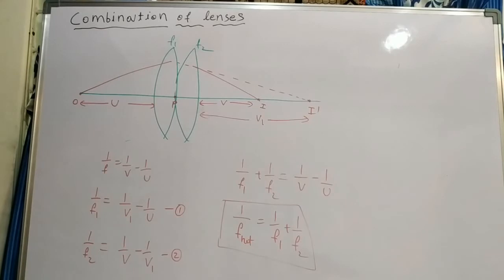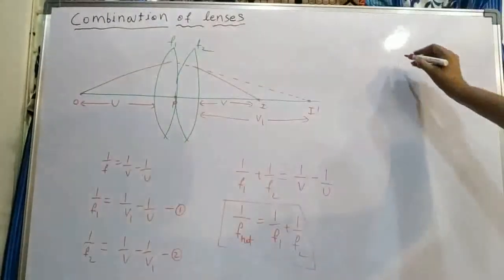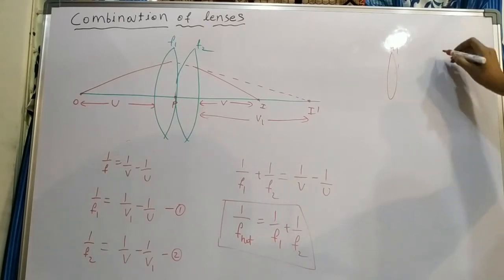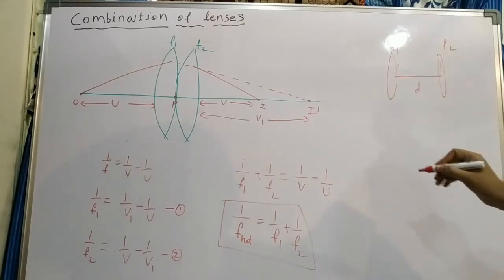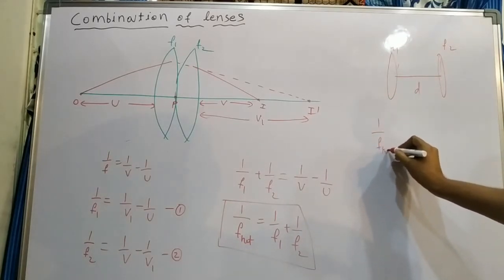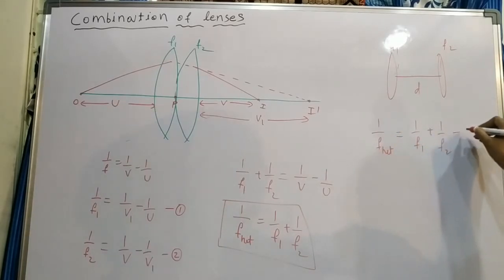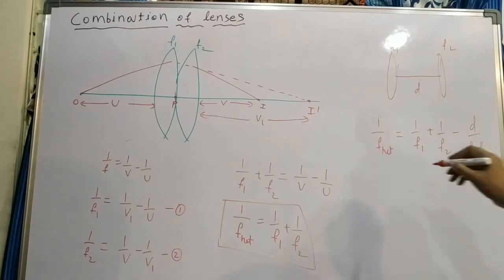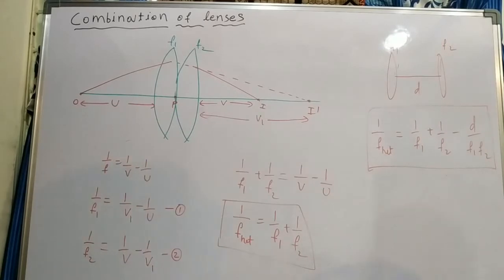Suppose there is some distance between these two lenses. The first lens has focal length f1, the second lens has focal length f2, and the distance between them is d. Then the resultant focal length is modified like this: 1 by f net is equal to 1 by f1 plus 1 by f2 minus d by f1 f2. This is the formula when two lenses are separated by a distance. For lenses in contact, d equal to 0.